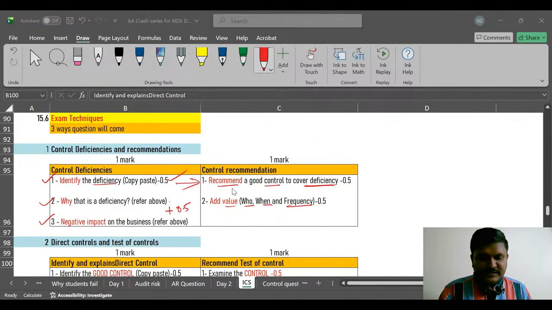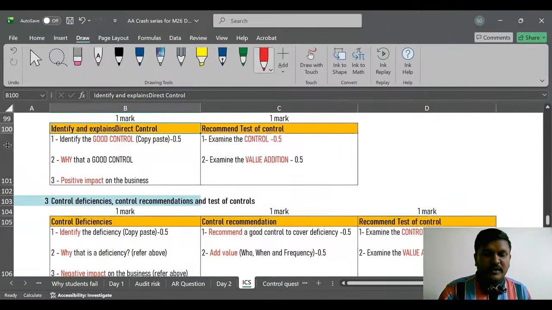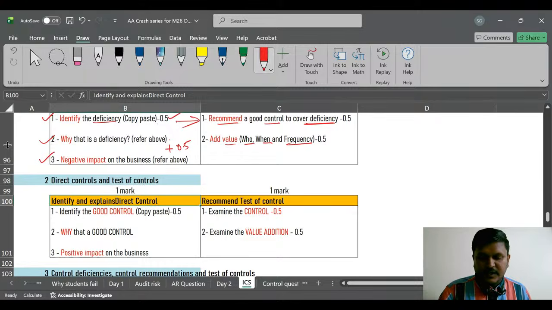Now going into direct controls and test of controls. The second question the examiner could ask you over here is, what would be the case over here?